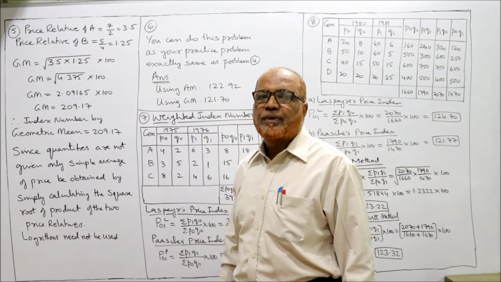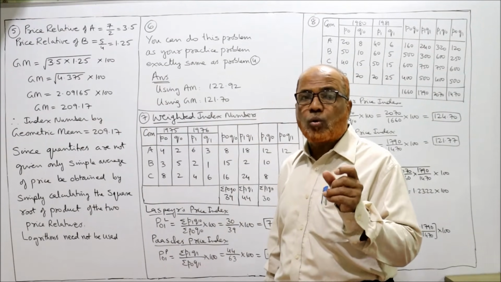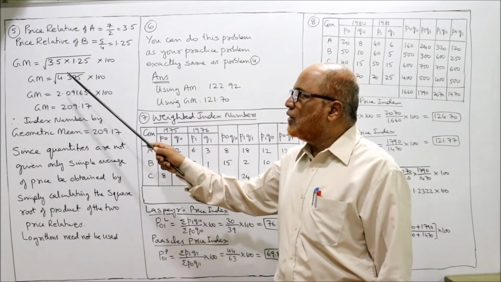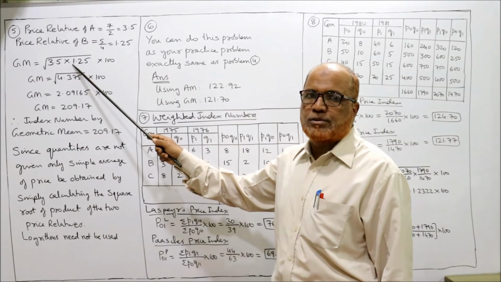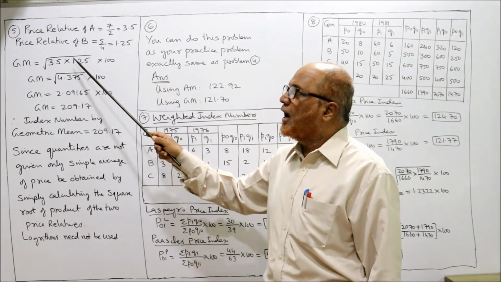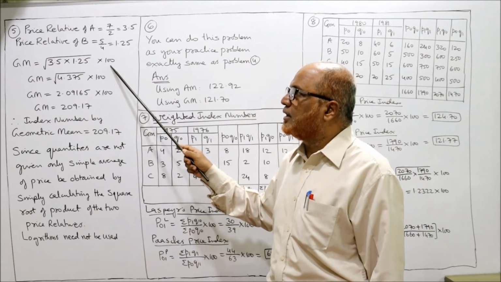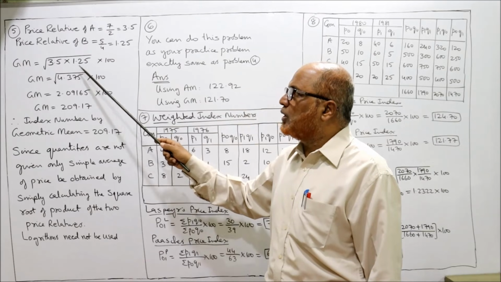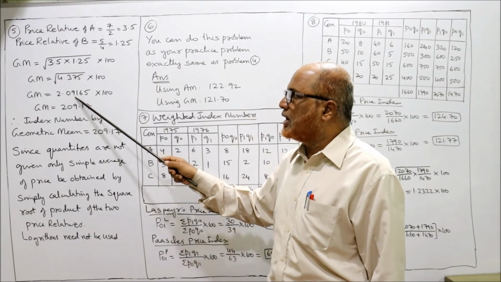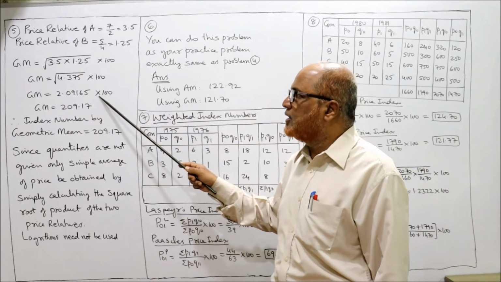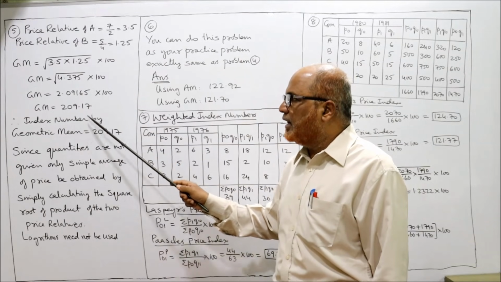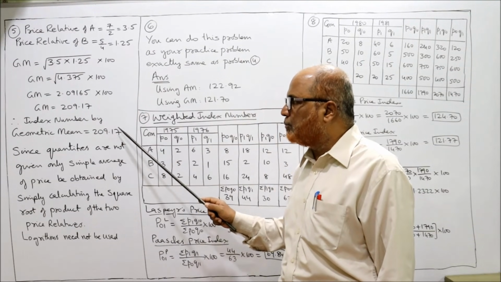Now geometric mean is the root of the product of the two price relatives. Product we will calculate 3.5 into 1.25. This is the product. And put it under root into 100. So 3.5 into 1.25, 4.375 under root. So after root we'll get 2.09165 after root into 100. So 209.17 is the geometric mean. Therefore index number by geometric mean is 209.17.